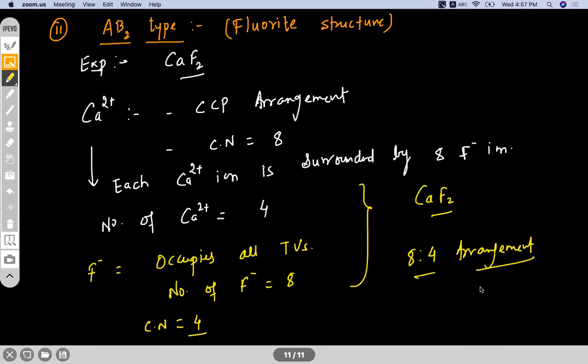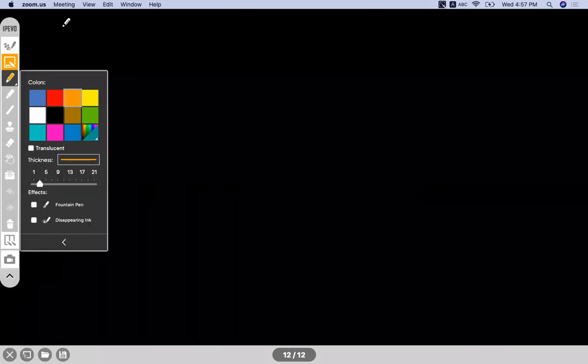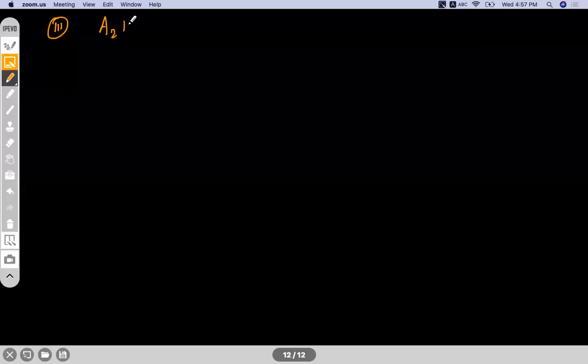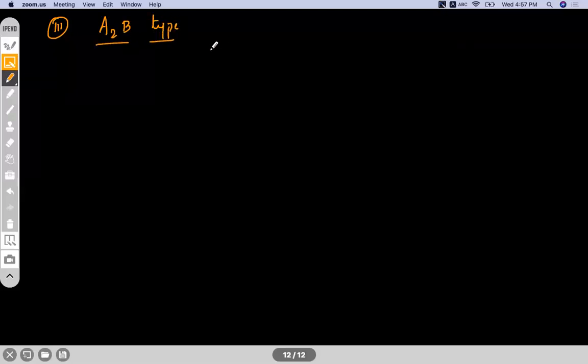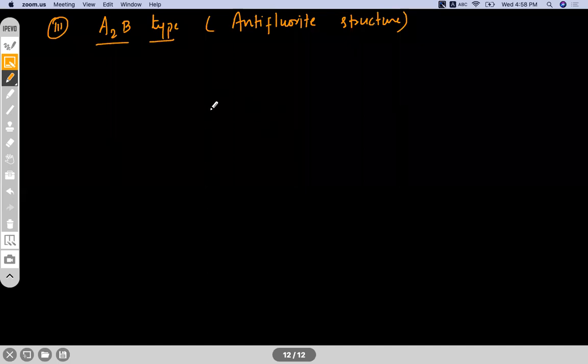Okay, this is fluorite structure, AB2 type. One more type of structure we have, which is exactly opposite to the one that we had discussed, that is fluorite. The another structure is A2B type, the third type of structure. This structure we call as antifluorite structure. Everything is just opposite. Means you can see here the position of cations there in fluorite becomes the position of anions here, and things like that.